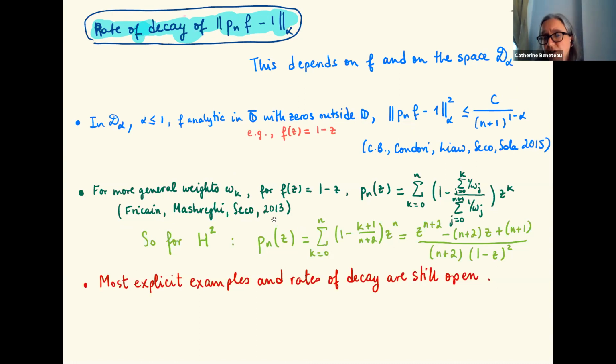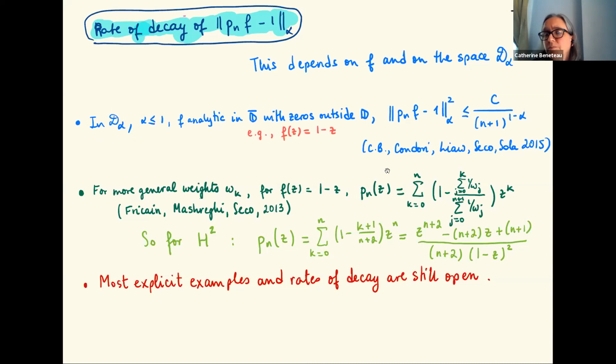But Fricain, Mashreghi, and Seco studied this problem for more general weights. So in this D alpha, my weight is omega k equals (k plus 1) to the alpha. They had more general weights that satisfied certain conditions, so their theorem includes these D alpha spaces. And they studied the same problem. I just wanted to mention it's pretty hard in general to compute these optimal approximants.